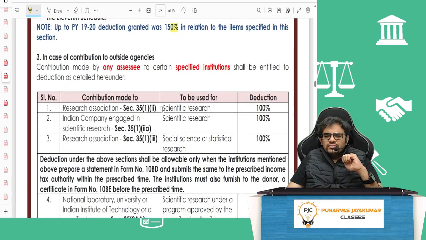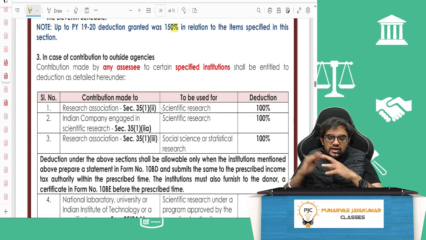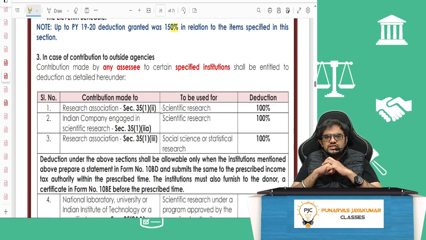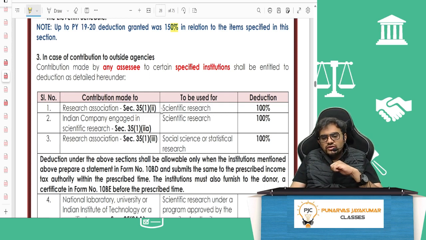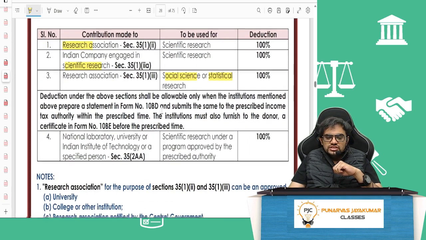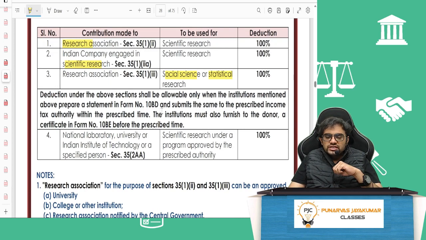Now, I am not a scientific research company. I don't do any scientific research, but I contribute to outside agencies. Can I do that? Yes. Whether I contribute to scientific research, whether I contribute to social science or statistical research, or whether I contribute to any national lab, university, Indian Institute of Technology, whatever I want, in all the cases, 100% deduction I will get.